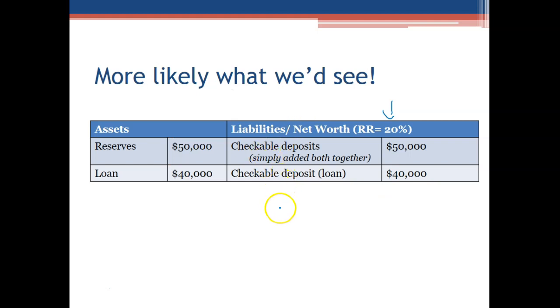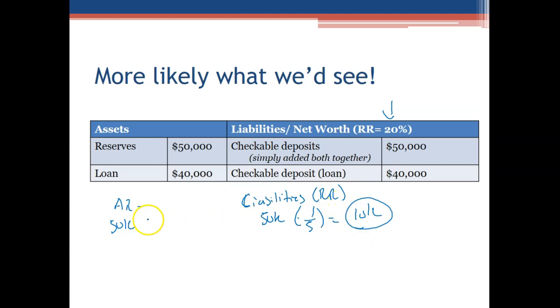And again, just really quickly, I'll go through how I got that. I go with whatever the liabilities are times the required reserve. So in this case, that'll be $50,000 from the checkable deposit times my 1/5 required reserve, which means I need to keep $10,000 on hand. I have an actual reserve of $50,000. I need to keep the $10,000 required reserve on hand.